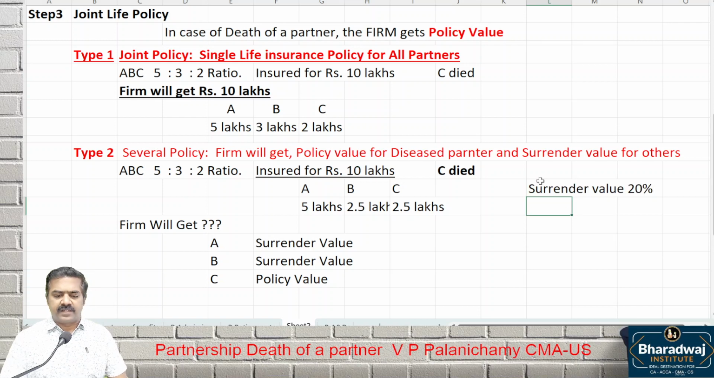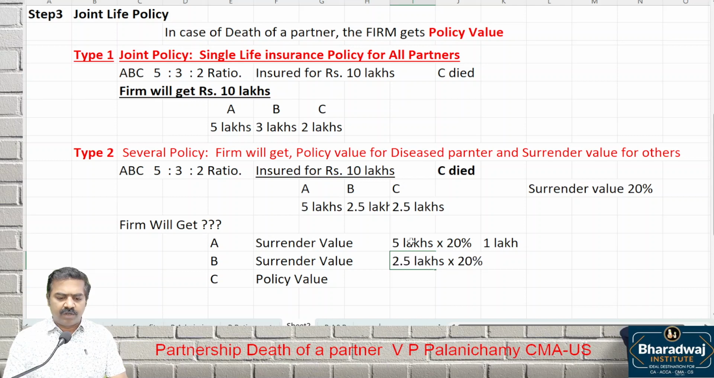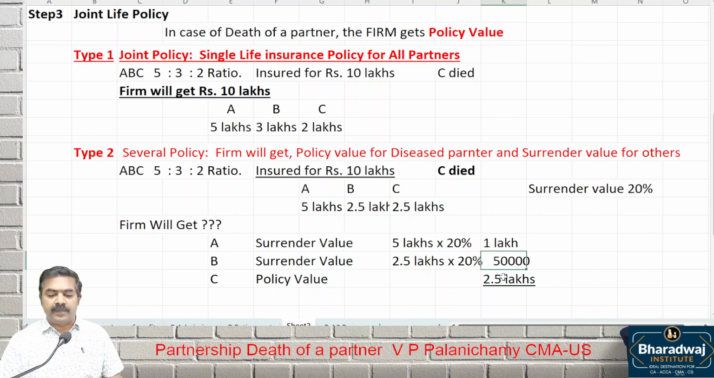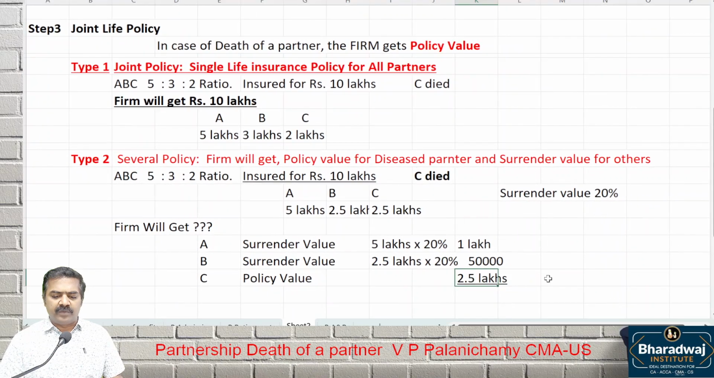Surrender value is 20%. For A, is he died or surviving? Surviving. So 5 lakhs into 20%, you will get 1 lakh. For B, 2.5 lakhs into 20%, 50,000. For C, policy value you will get 2.5 lakhs. So what is the total you would receive? 1 lakh for A's life, 50,000 for B's life, and C's life 2.5 lakhs. The total you will receive is 4 lakhs. Wait for a minute.